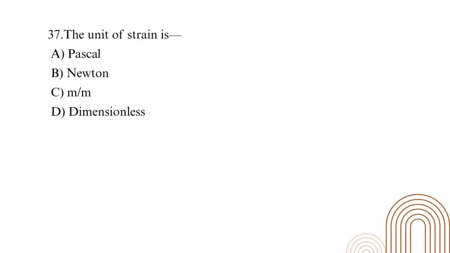Now the next is question number 37: the unit of strain is, and options are option A, Pascal, option B, Newton, option C, meter per meter, and option D, dimensionless. And the correct answer is option D, it is dimensionless. As it is the ratio of same parameters, it is a dimensionless quantity. The unit of strain is dimensionless.